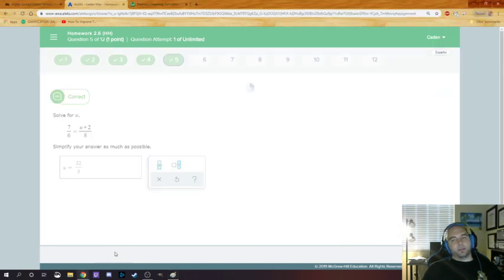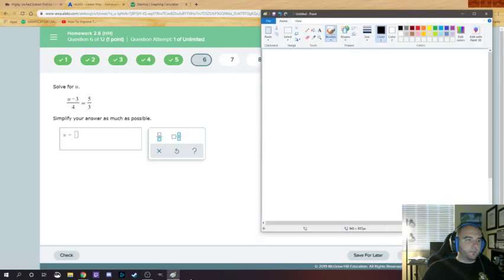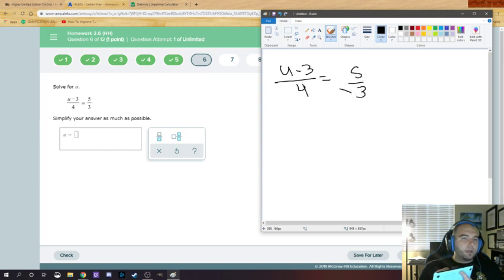Okay. I think the next problem's probably going to be the same thing. Yep, we got u minus 3 over 4 equals 5/3. Okay, we're going to cross multiply this stuff. Alright, I'll cut to the chase this time. The 3 multiplies to u, 3u, and the 3 multiplies to that negative 3, minus 9. And then 4 times 5 makes this equal 20.